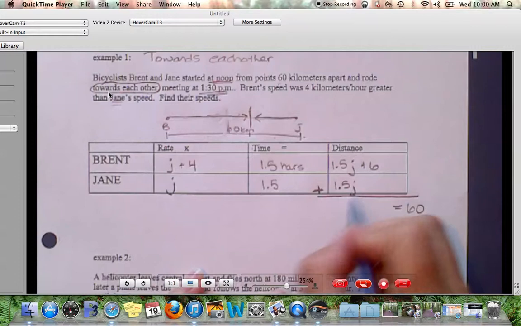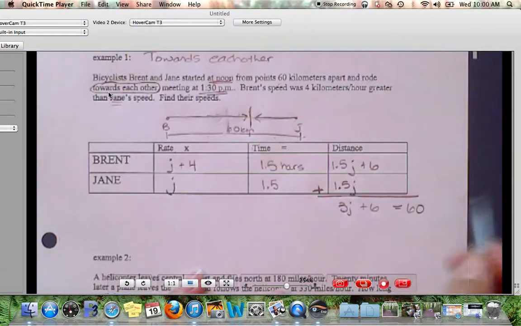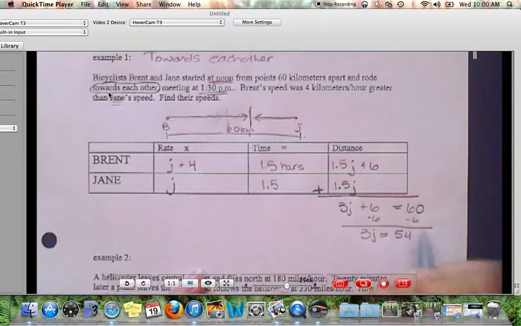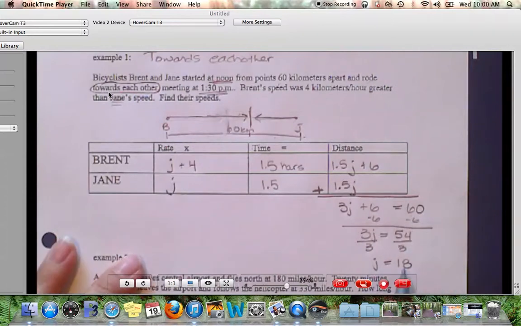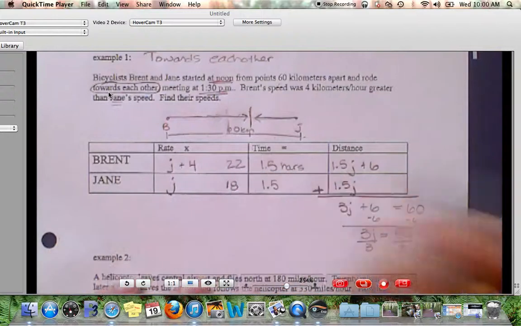1.5j plus 1.5j would be 3j plus 6 should equal 60. We're going to go ahead and solve this. So we subtract 6 from both sides and we get 3j equals 54. Divide by 3 and we get j equals 18. As always, we're going to take that variable and plug it back into the chart and check it before we write our sentence. So that means Jane went 18 kilometers per hour. That was her rate. And Brent went 18 plus 4, so he went 22 kilometers per hour.